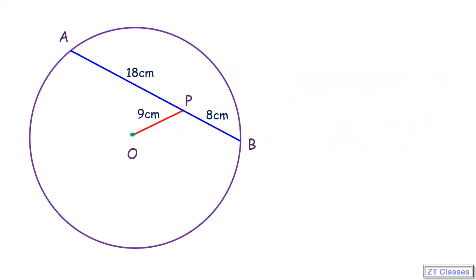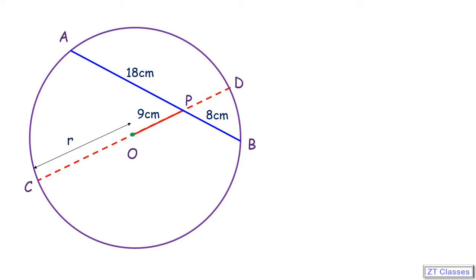Let's see its solution. So OP, if we extend this OP and let's say it's intersecting at point C and point D at the circumference. Now this CD is passing through the center of the circle. So CD is the diameter and CO is radius.